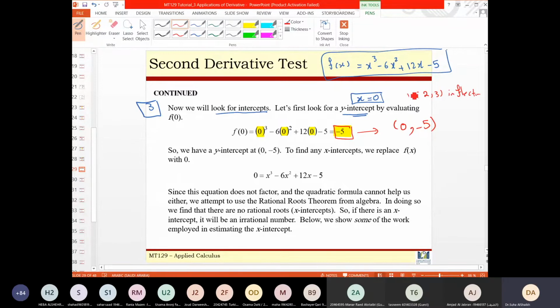So I have 2 points, this point and this point. This is very helpful. Now I still need to find the x-intercept. How can I find the x-intercept? By letting y equal to 0.